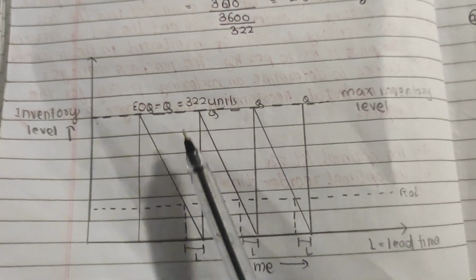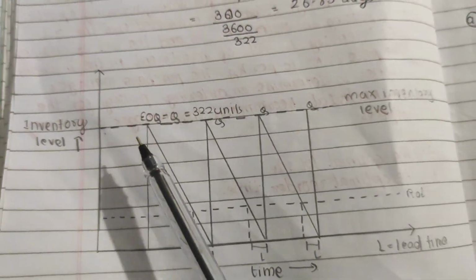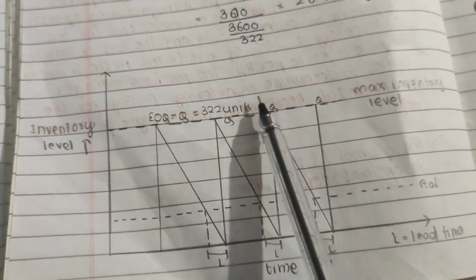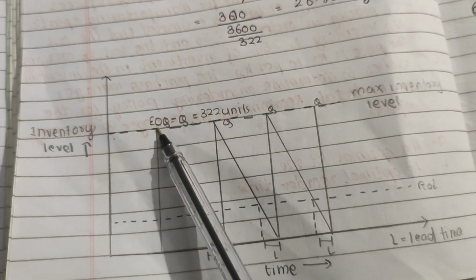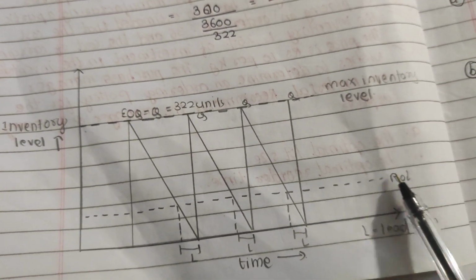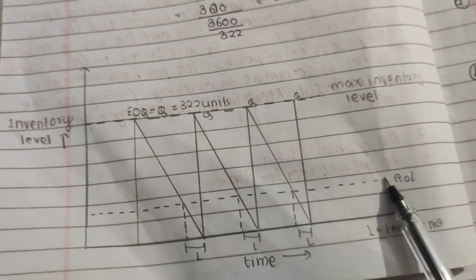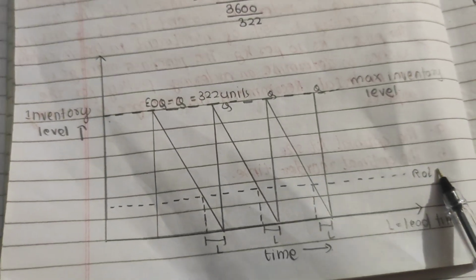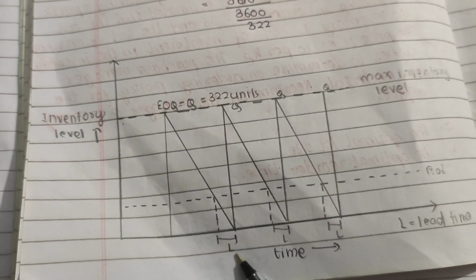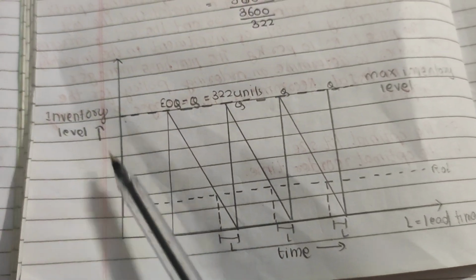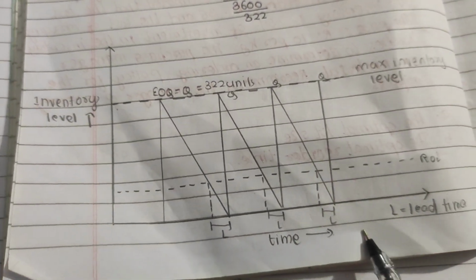Now if a graph is plotted, we obtain EOQ as 322 units here, which is the maximum inventory level. And ROL means reorder level or reorder point, which is noted here. And L means lead time. The y-axis is inventory level and the x-axis is the time.